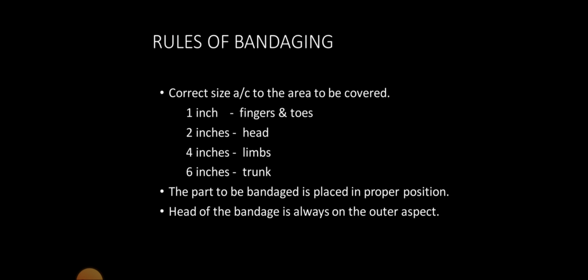Then hold the end of the bandage over the outer aspect of the injured area and wind the bandage around the part twice to fix it. First of all, while doing the bandage at the site, we wind the bandage twice. That is for fixing the bandage. Then only we will move upward. Where we are starting, in that area we will do the winding twice to fix it.